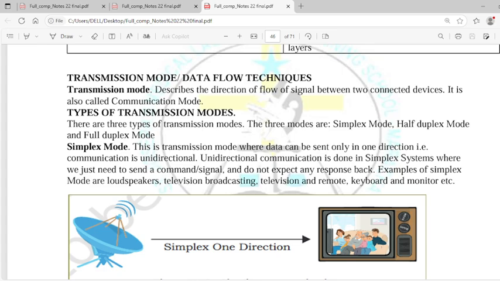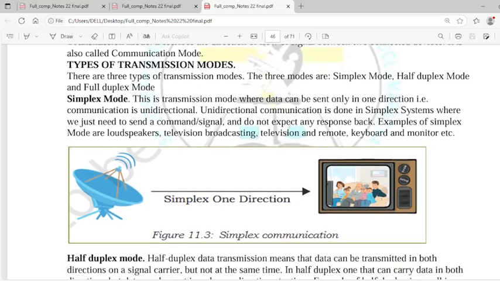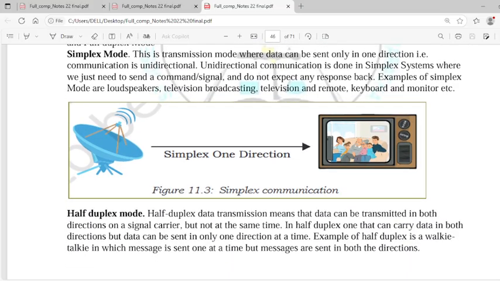So what are the types of transmission mode? There are basically three types of transmission mode. One, we have simplex mode. Two, we have half duplex mode. And thirdly, we have full duplex mode. So let's begin to look at the types. We begin with the simplex mode.